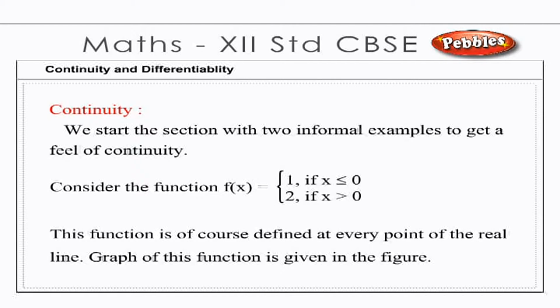Continuity. We start this section with two informal examples to get a feel of continuity. Consider the function f of x is equal to 1 if x is lesser than or equal to 0, and 2 if x is greater than 0. This function is of course defined at every point of the real line. Graph of this function is given in the figure.